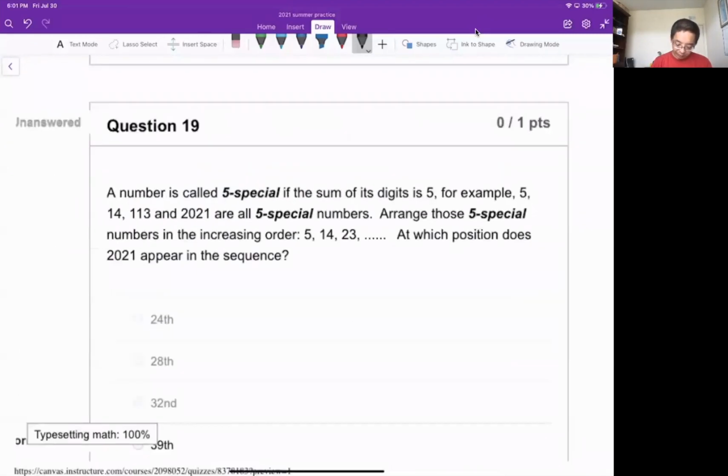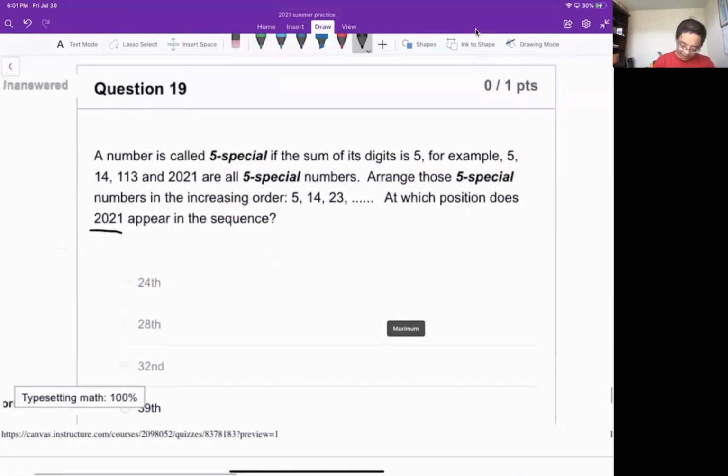Question number 19. A number is called 5-special if the sum of the digits is 5, for example, 114, 113, and 2021. Now we arrange those 5-special numbers in increasing order. And the question is, what is the position of 2021? Step 1. Of course, there are infinitely many such numbers, right? Because I can just do 5, 0, 5, 0, 0, 0, 5, 0. There are infinitely many, right?